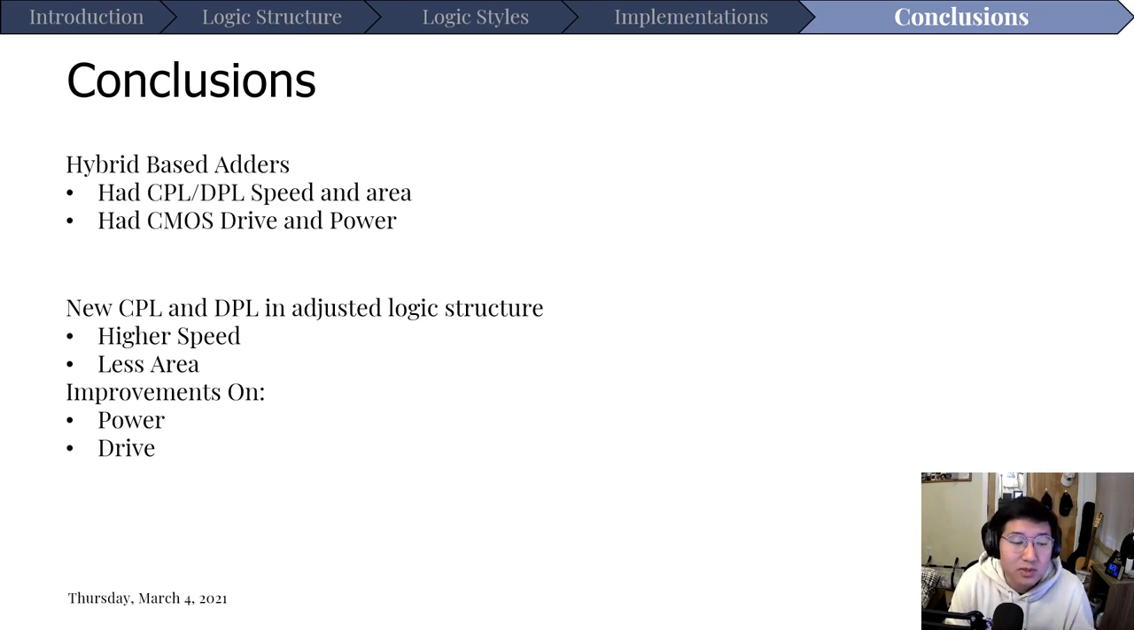However, adjusting the classic logic structure turned out to be the key in order for CPL and DPL to perform better. And it led to higher speed and less area, as well as improvements on the weak points normally of the output drive, as well as power efficiency. And these are starting to outperform hybrid-based adders, and currently are still the best performing single full adders.